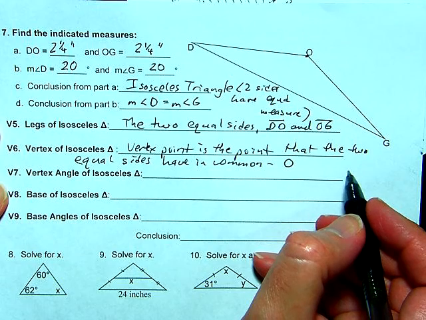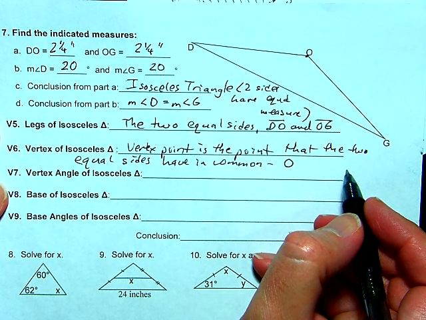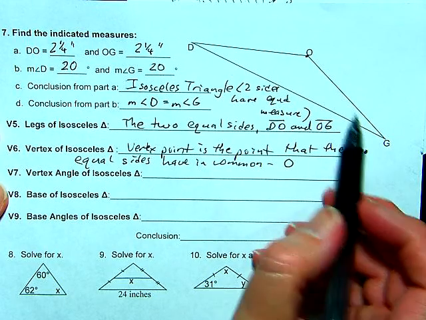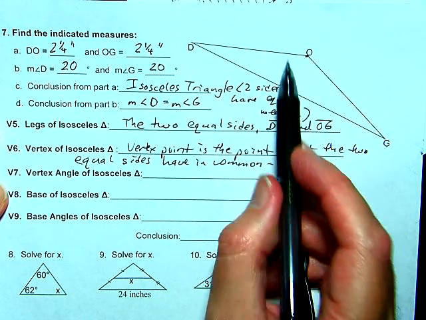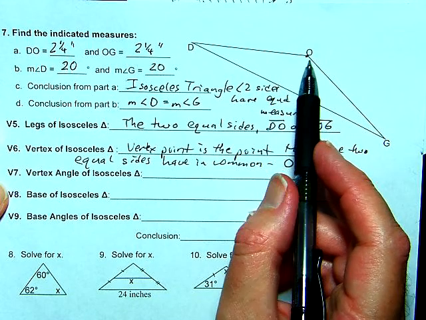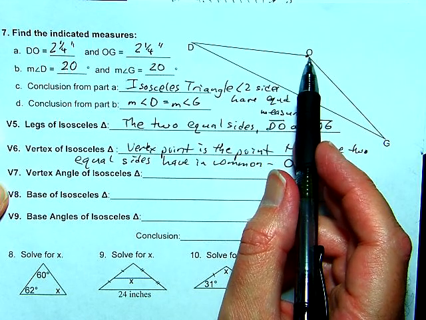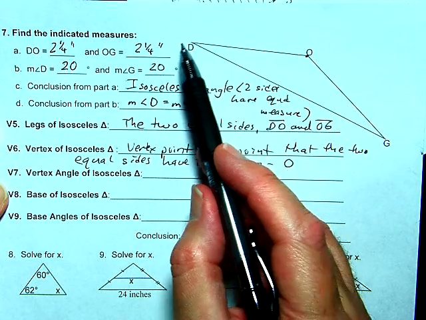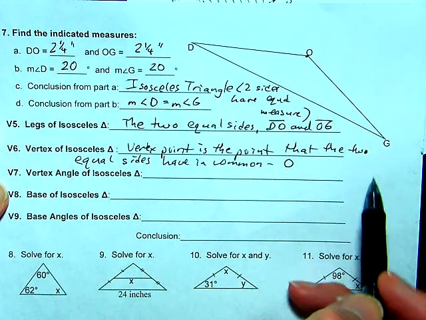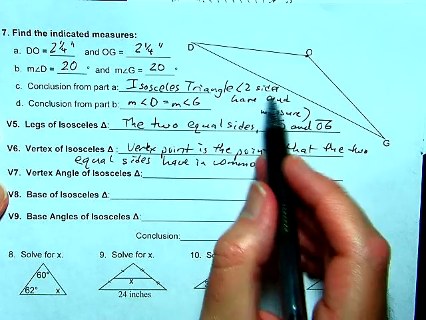The vertex angle of an isosceles triangle is the angle whose vertex is the vertex point. So what angle is it where the vertex is the vertex point? In this case, it would be angle DOG. You could also say GOD, angle DOG.